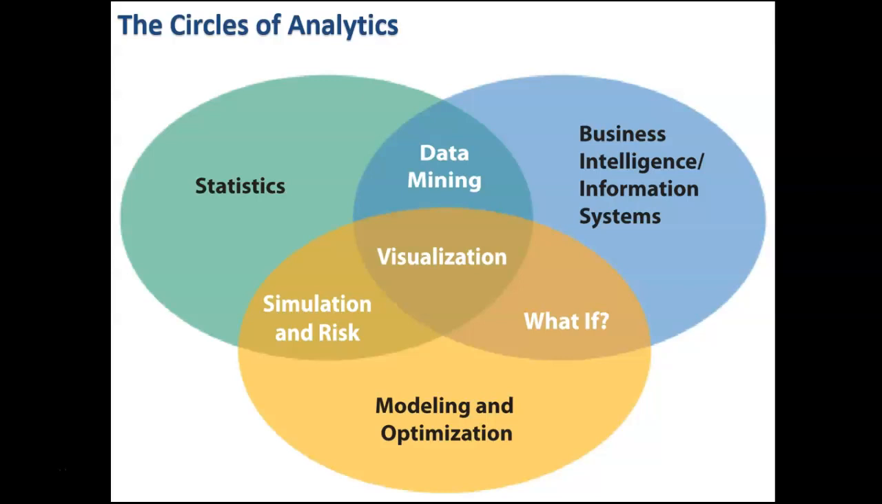The business intelligence circle with the modeling and optimization circle can overlap in what-if analysis. The statistics circle and the modeling and optimization circle can overlap in simulation and risk assessment. All three circles can overlap and crisscross into one point, which is visualization, or data visualization via charts and graphs.